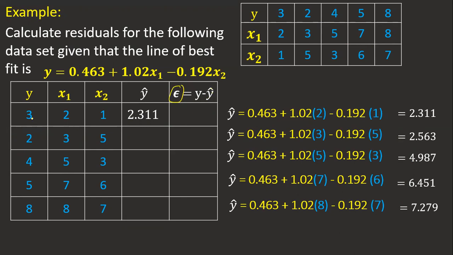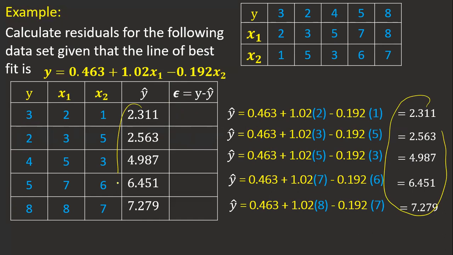See, for example, my already given value for y is 3 here. My y cap is 2.311. Now I'm going to subtract it, 3 minus 2.311. What is my value coming? I'm going to see now. For everything, this is the value I have posted here.